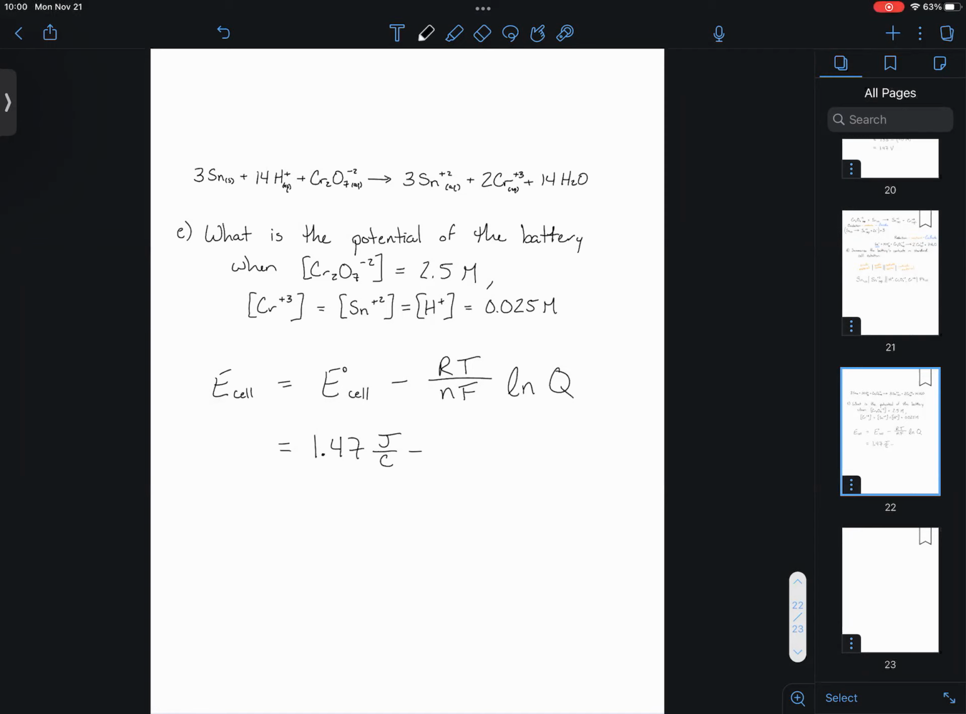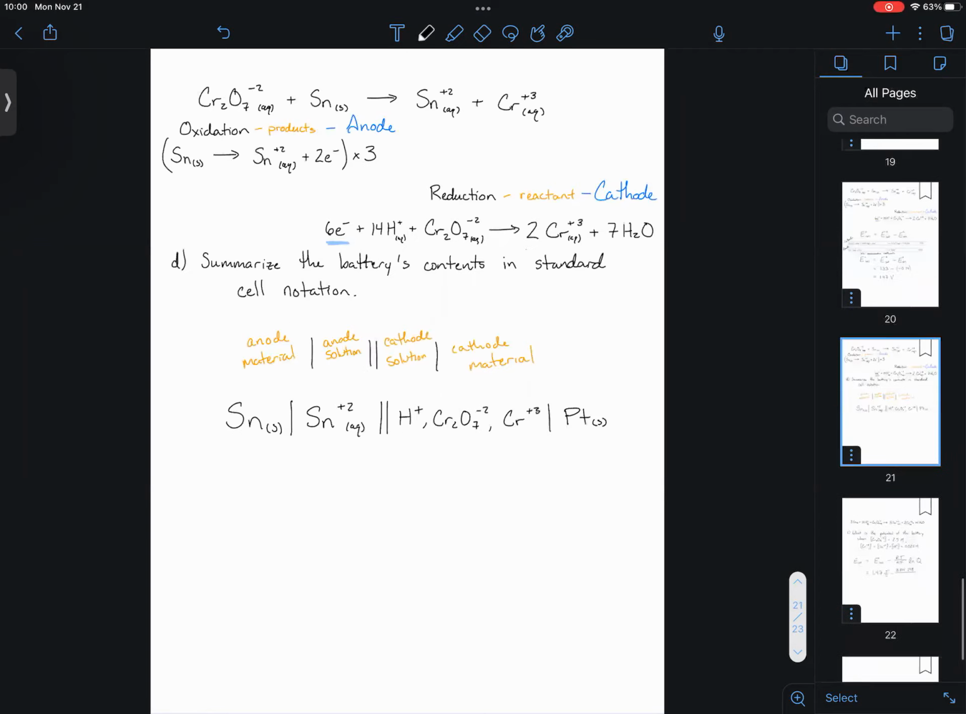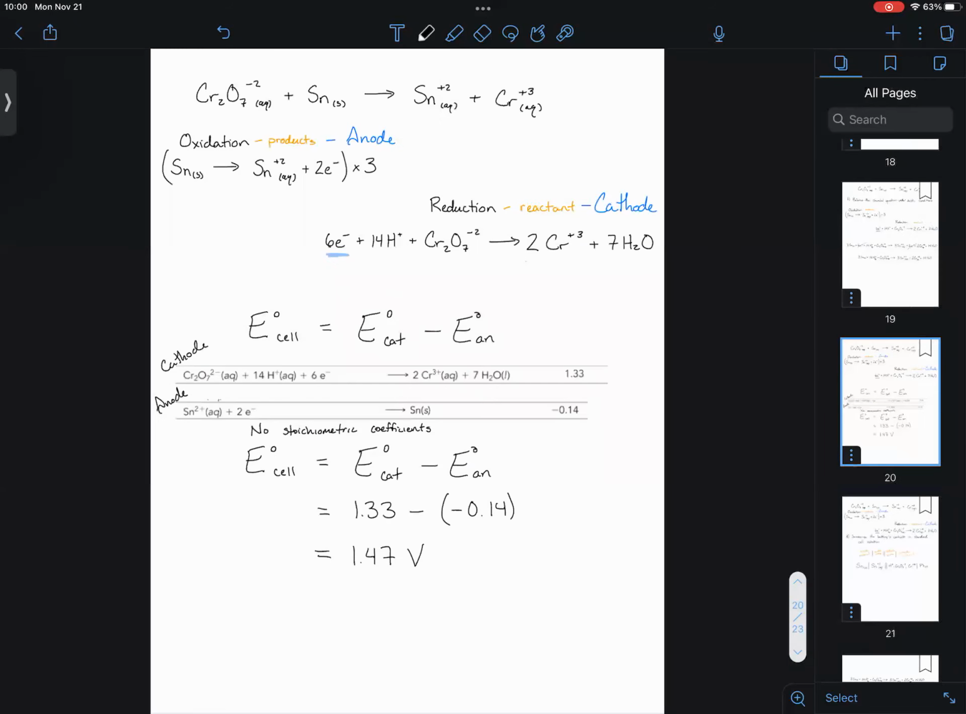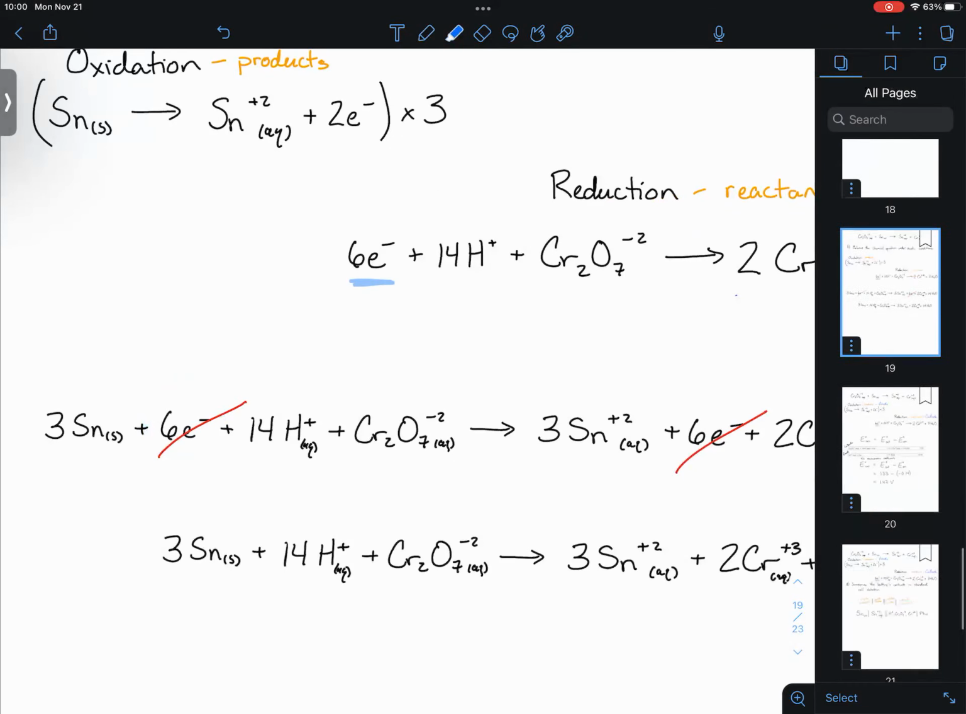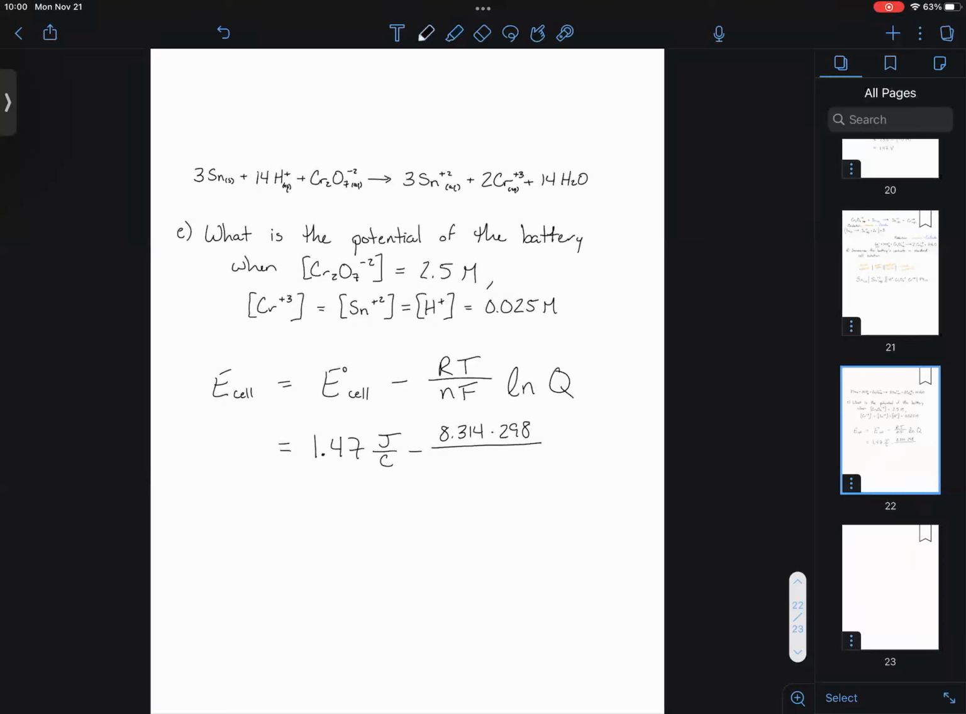So this is now going to be 8.314 times that 298 K. My N is going to come from my balanced chemical equation. Really, we have to look at our half reactions, right? What we were able to cross out was those 6 electrons. So the value of N is 6, times Faraday's constant, which was 96485, times the natural log of Q. So now the only thing that I need here is that Q value.